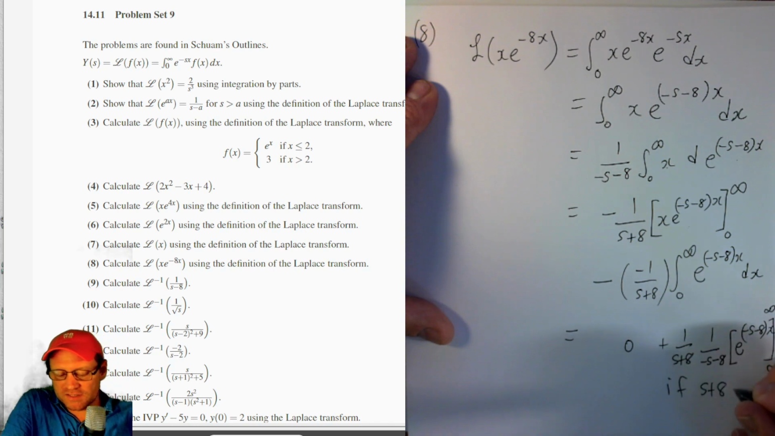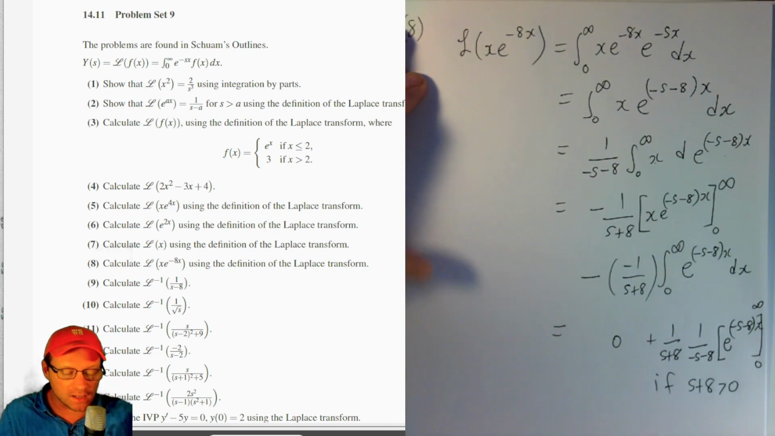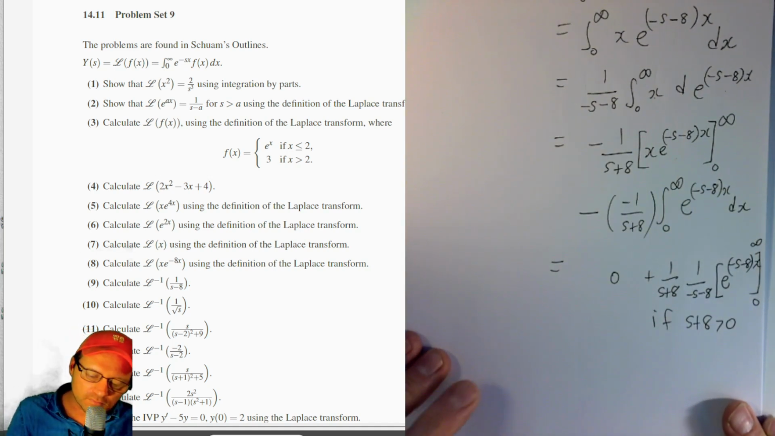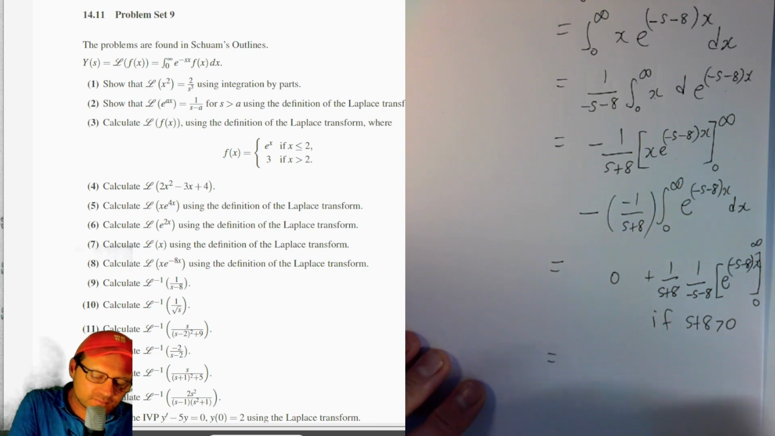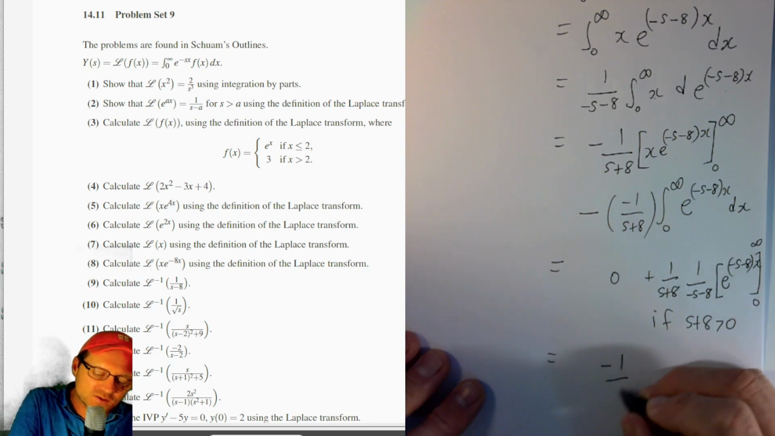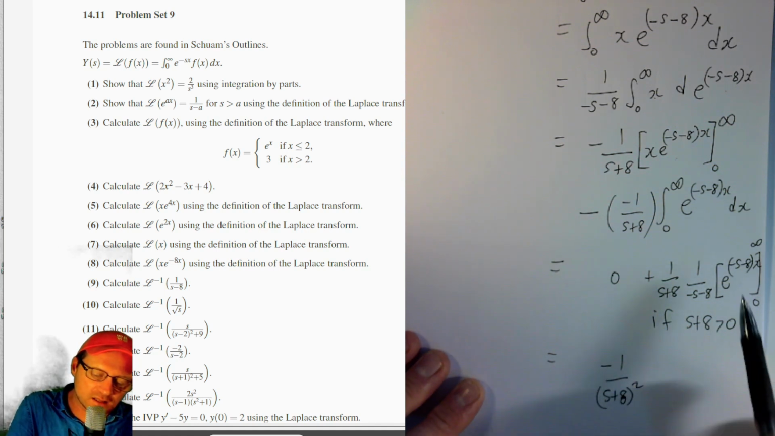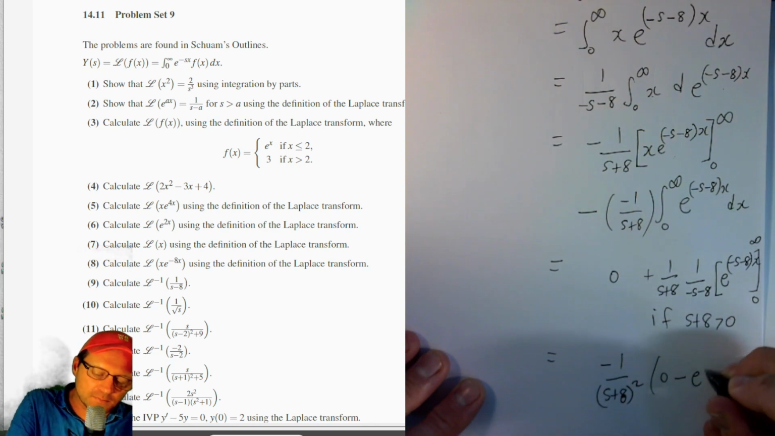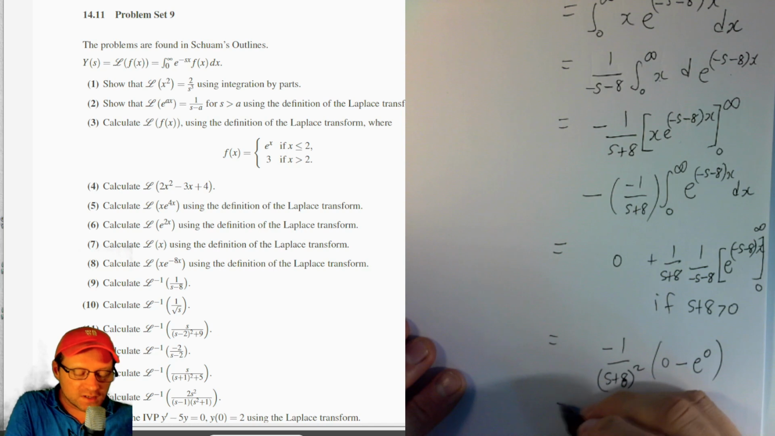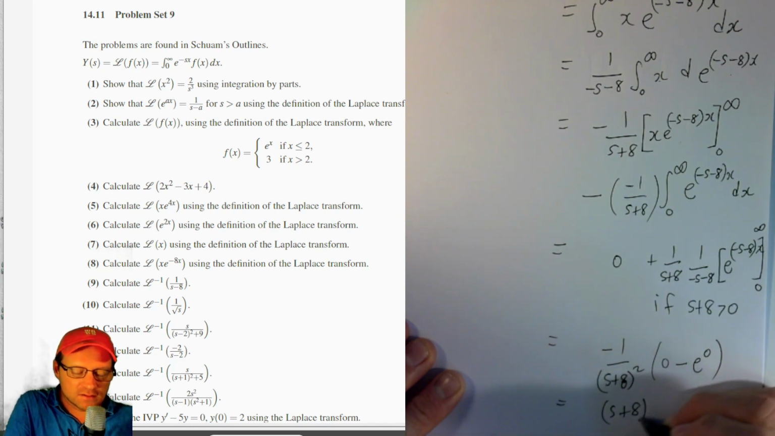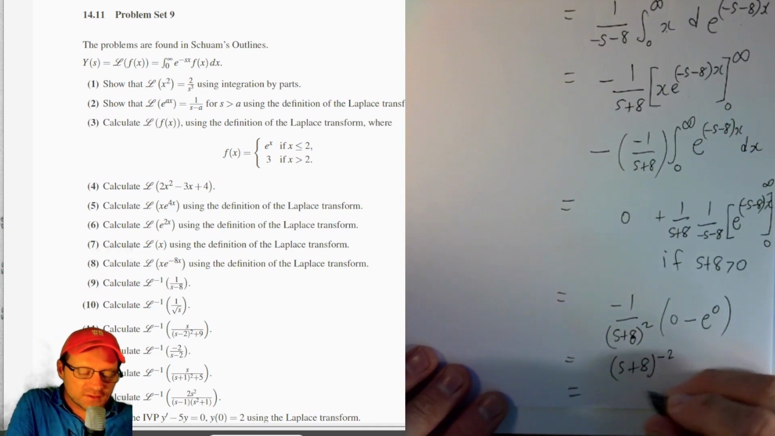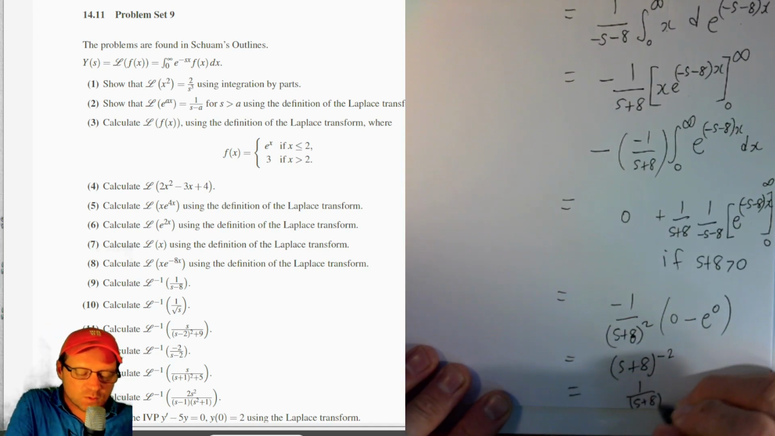If s plus 8 is positive. Okay, so let's finish this one now. So we have minus 1 on s plus 8 squared. And then for this, that limit will give us 0. And then we subtract e to the 0, which is 1. And so we're going to get s plus 8 to the power of minus 2. Or you could write this as 1 over s plus 8 squared.